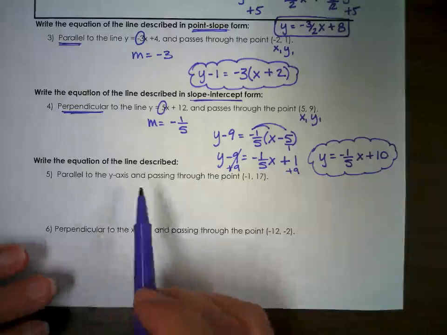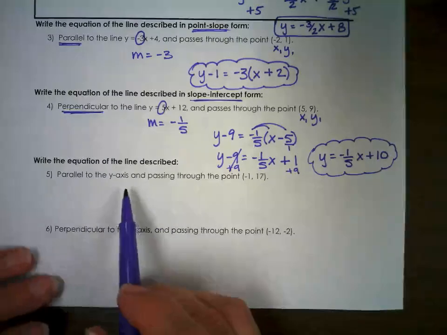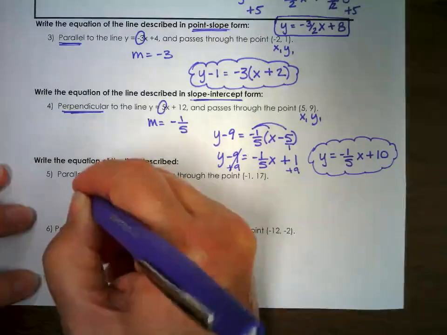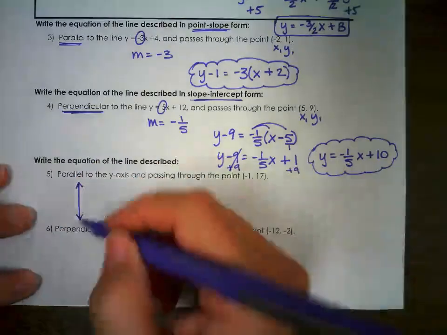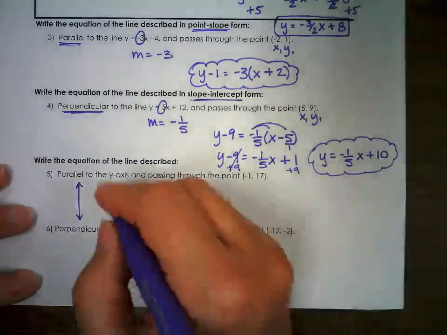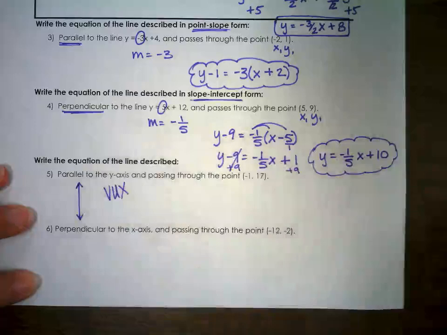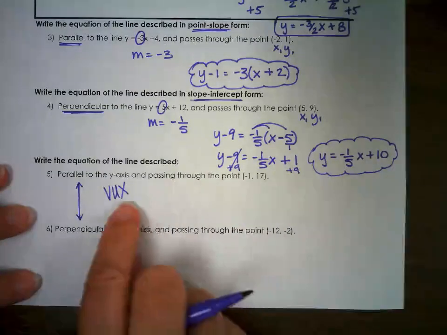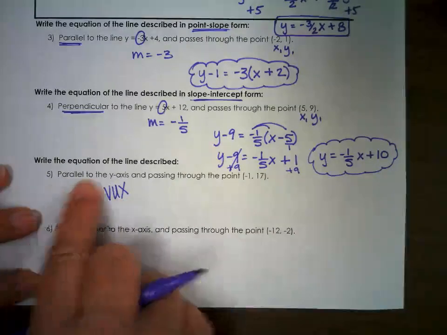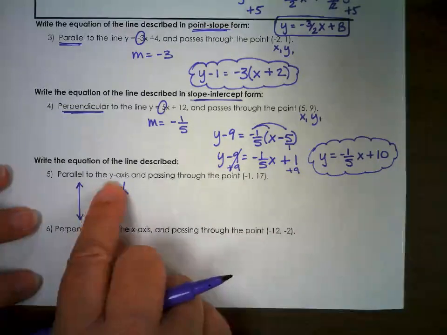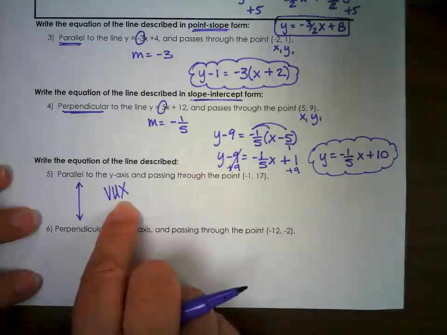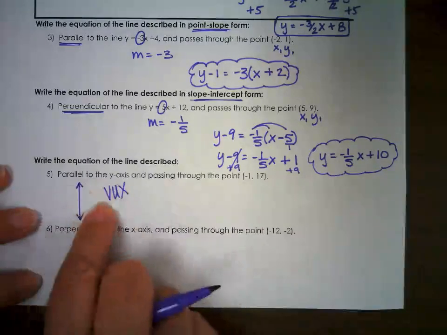So you think, okay, well, what is my slope if it's parallel to the y-axis? Well, the y-axis goes this way, right? So if it's parallel to the y-axis, it's going to be a vertical line. Vertical line, so that means that the slope is going to be undefined. So it's like, wait a second, how am I going to write y equals mx plus b and plug in an undefined? You can't. This is kind of that weird format.